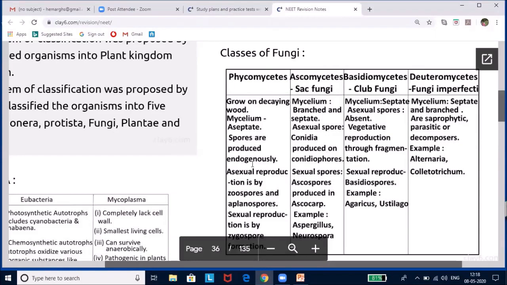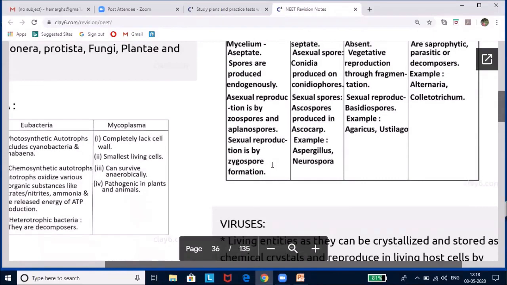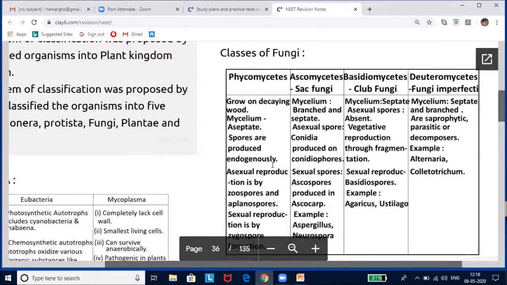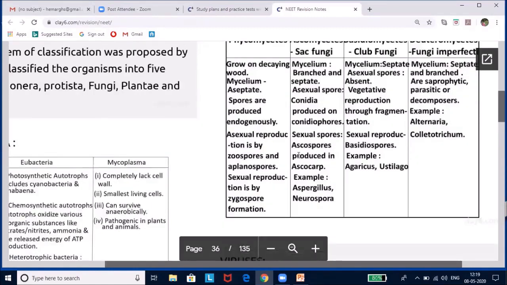They show isogamy, anisogamy, and oogamy. So you might be familiar with these terms, but anyhow I shall be recapping them. Isogamy means gametes that are similar in morphology. When they unite or fuse, you call it isogamy. When gametes are dissimilar, you call it anisogamy. Oogamy is another form of anisogamy, where the female gamete is significantly larger than the male gamete and is non-motile. Examples for Phycomycetes are Rhizopus and Albugo.